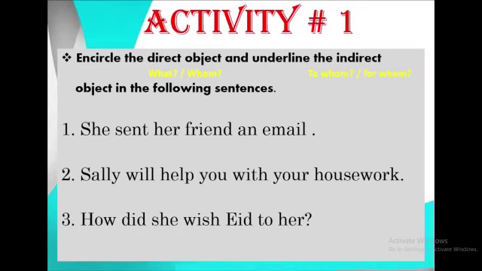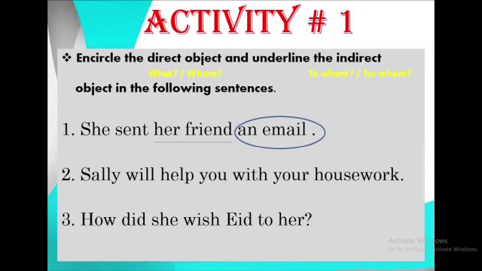Let's do sentence number 1. She sent her friend an email. So here, sent is the verb and her friend an email. There are two phrases. One of this is a direct object, the other is indirect object. She sent what? She sent an email. An email is the direct object and her friend to whom? To her friend. So this is an indirect object.